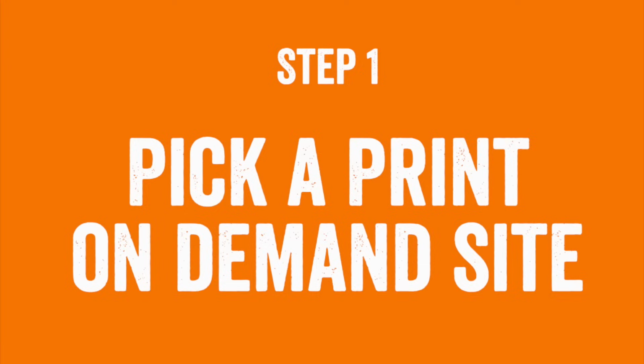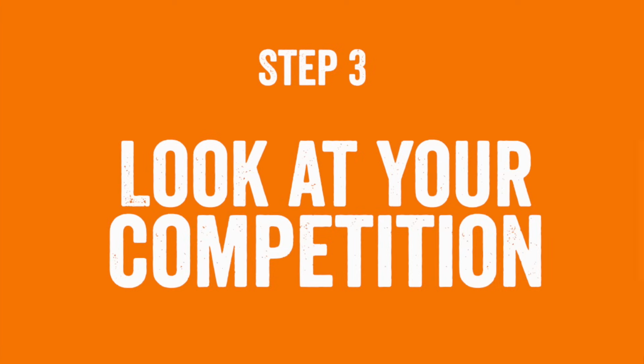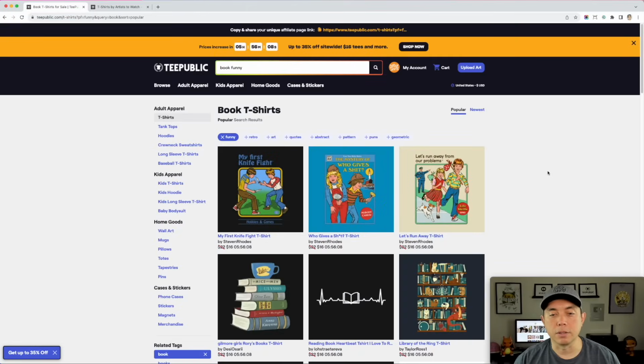So step 1 was pick a POD site. Step 2 was do the research, which we did here. And step 3 is to look at the competition. And that's what we're doing, looking at the competition, not only to see what we have to compete with, but also to see if it is something that we want to do.